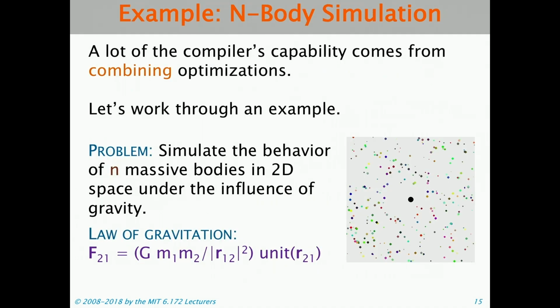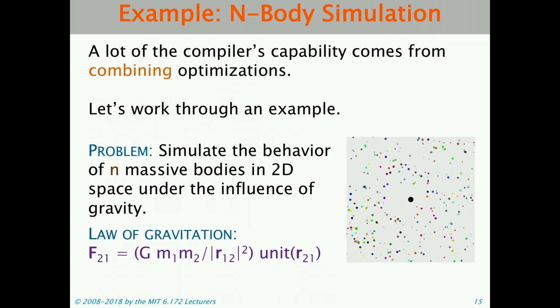Cool. OK, so for the next part of the lecture, I want to show you a couple example optimizations in terms of the LLVM IR. And to show you these optimizations, we'll have a little bit of code that we'll work through, a running example, if you will. And this running example will be some code that I stole from, I think it was a serial program that simulates the behavior of n massive bodies in 2D space under the law of gravitation.